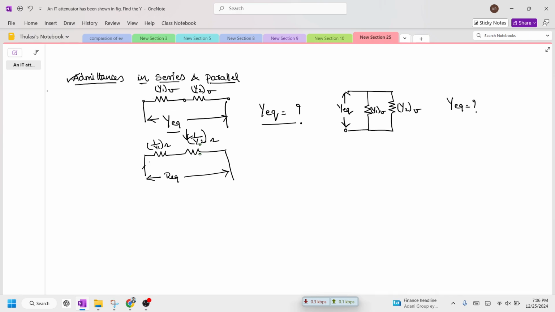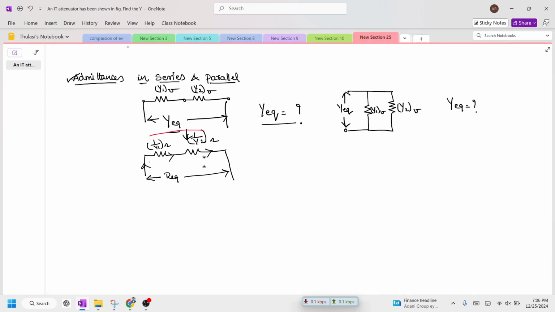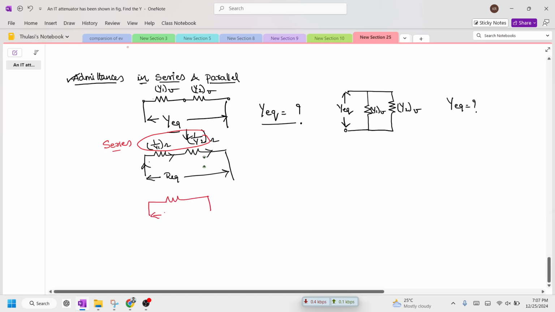Now you can see here the current enters this branch and current flows. These are the two resistors connected in series connection. Whenever two resistors are connected in series connection, what is the R equivalent? So R equivalent is, generally R equivalent is equal to 1 by y1 plus 1 by y2.